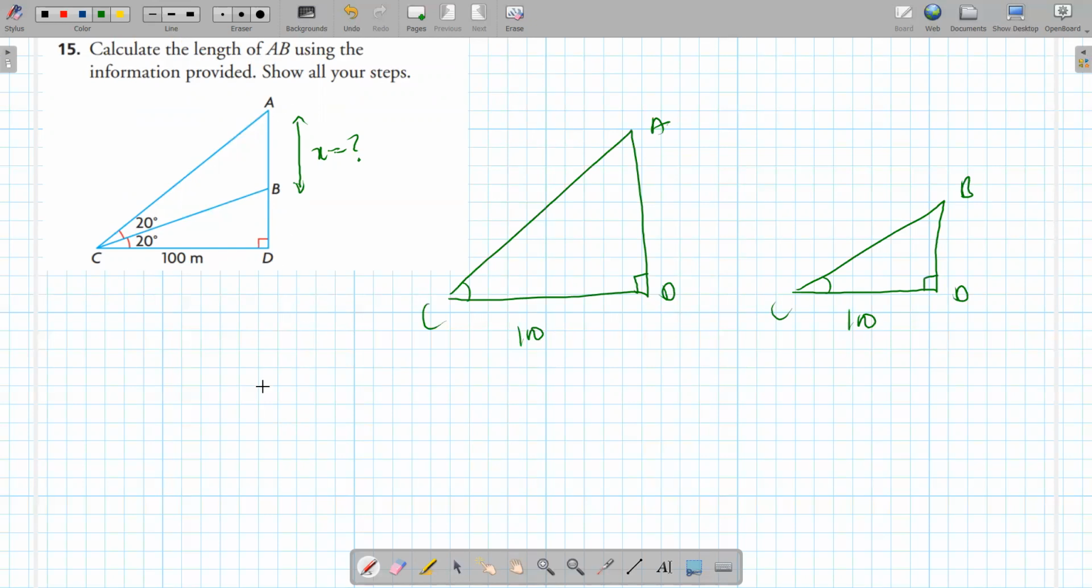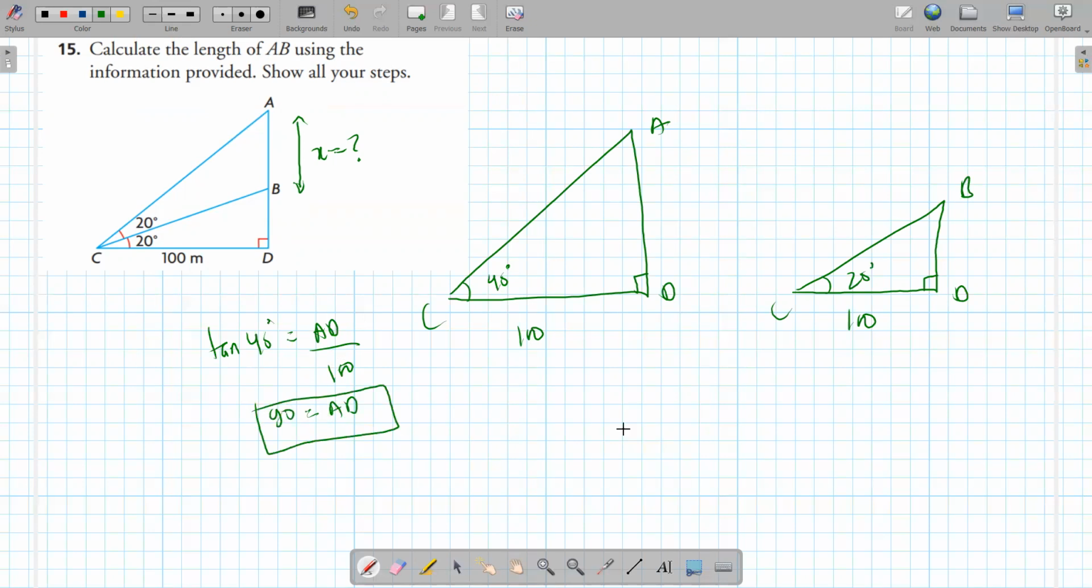If you look at CAD, what's angle C? 40 degrees. Correct, 40 degrees. And this one will be 20 degrees. So how do we find AD here? Maybe sine, cosine, or tan? Tan. Correct. So tan 40 is going to be AD, or O, over 100, yeah? And you can multiply both sides by 100. 100 times tan 40. So AD would be 84.